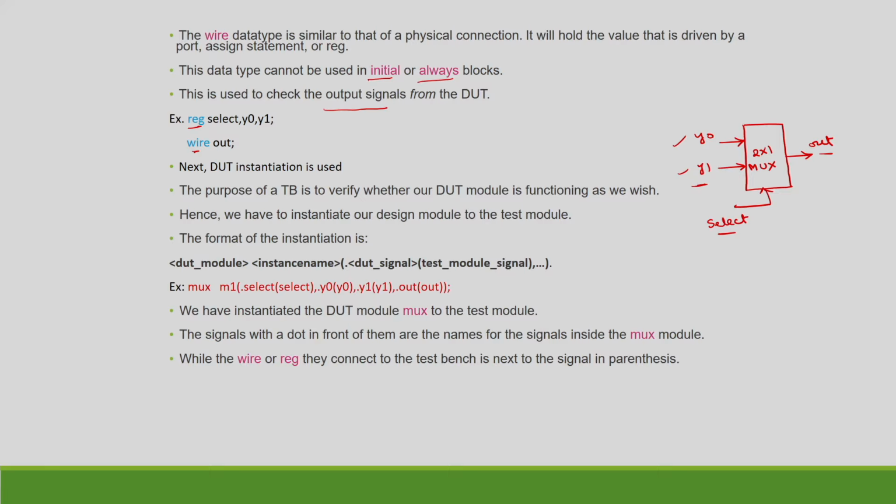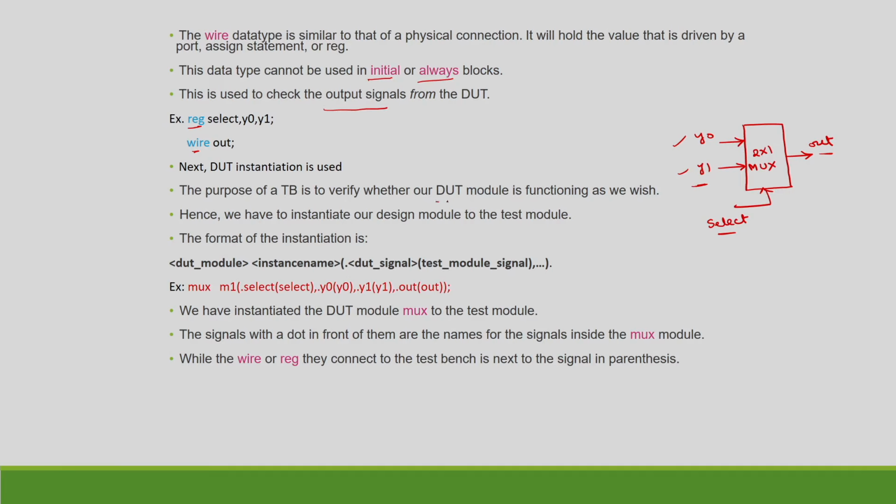So, this is the second step. The first step is we have to declare the module, and the second step is you have to define the registers and wires. Normally all the inputs will be declared as a register, output will be declared as a wire. The third step is DUT instantiation. This is an important step.